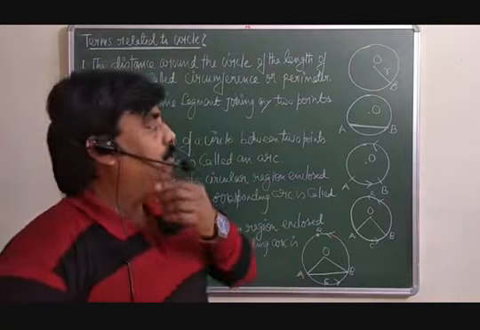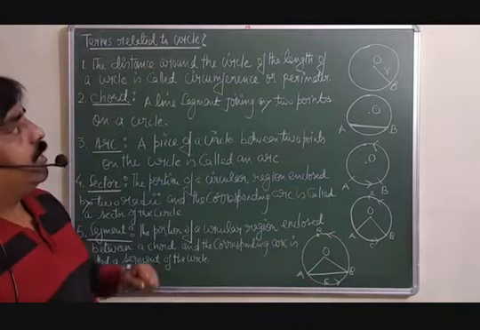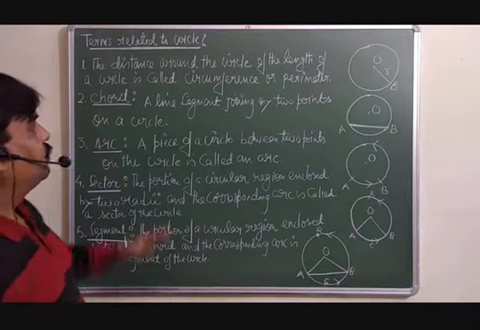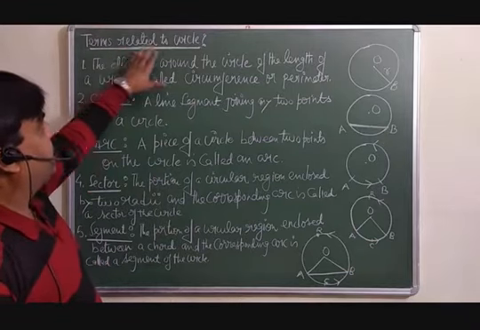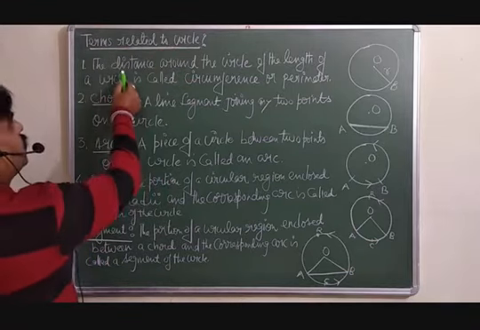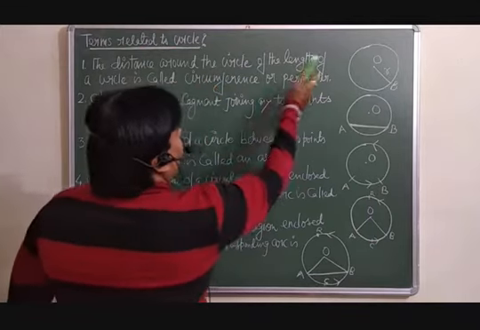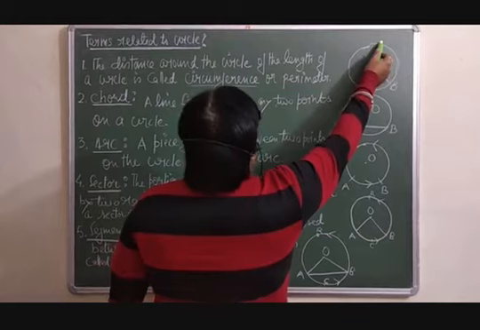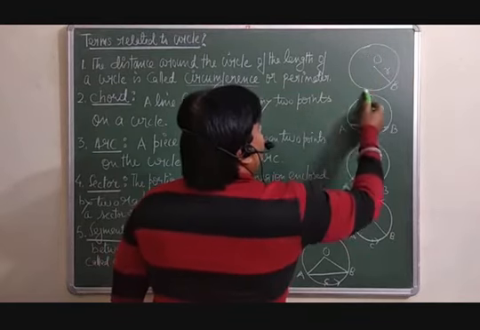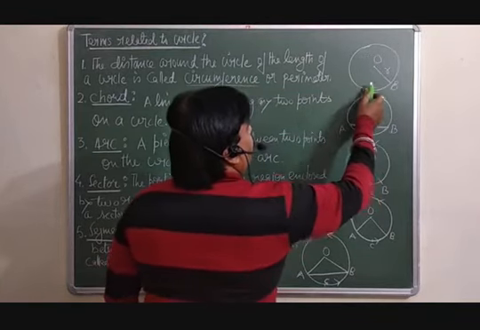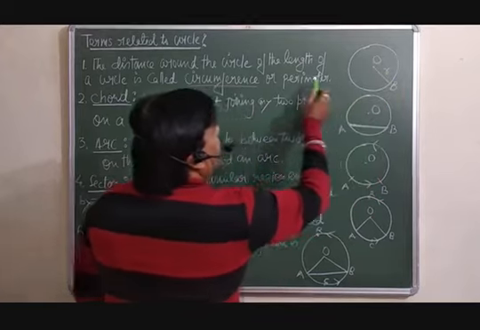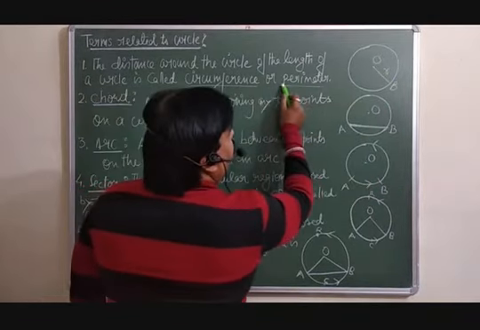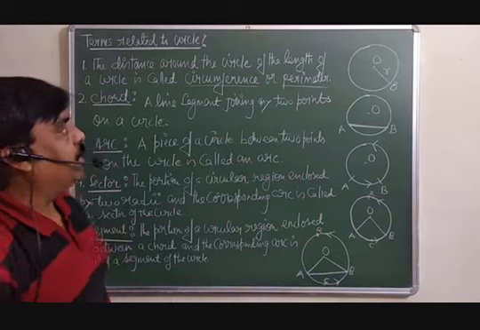Everybody, now we will discuss the area related to circle. Second part is there. So a few terms are related to circle. First is the distance around the circle, or the length of a circle, which is called the circumference. This is the circumference, this is the center, and OB is the radius. Or you can say that this is the perimeter, meaning the surrounding of that.